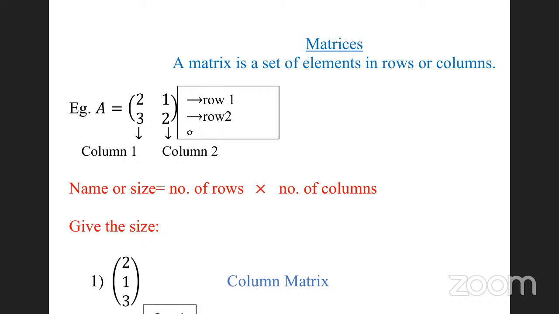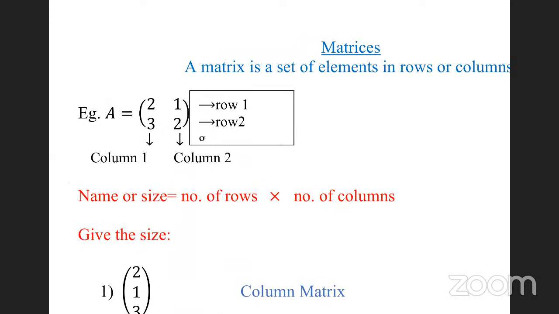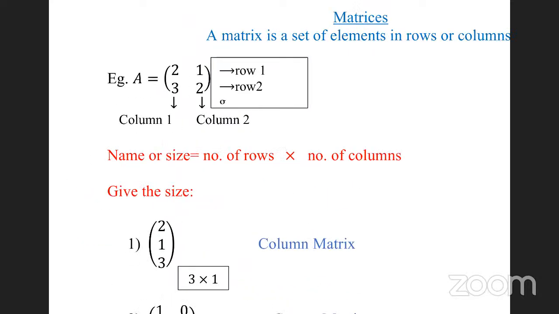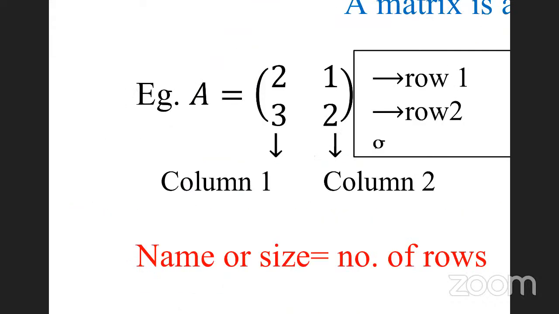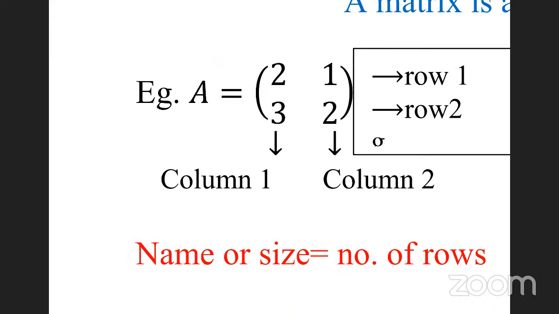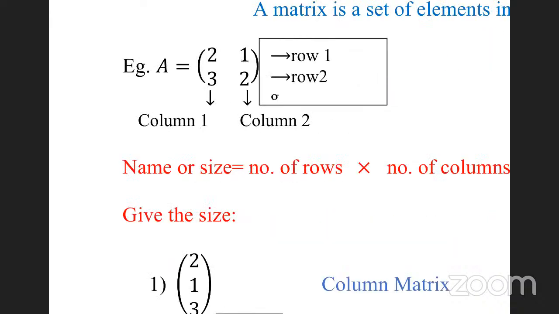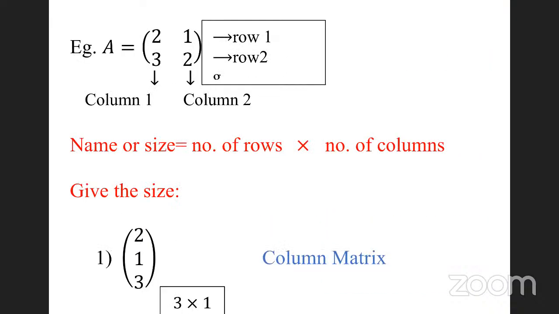All right, so let's start with matrices. What is a matrix? A matrix is a set of rows and columns. Here we have an example of a matrix with 2 rows and 2 columns, so it's a 2 by 2 matrix. Everybody okay with that? How do you get the name? Number of rows by number of columns.